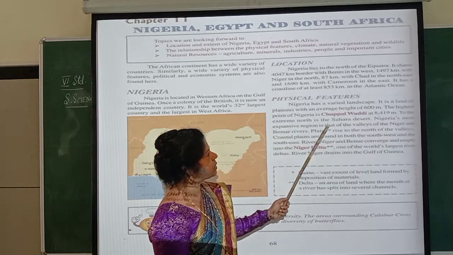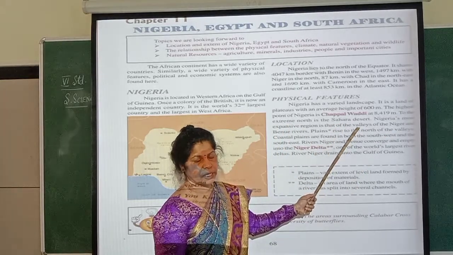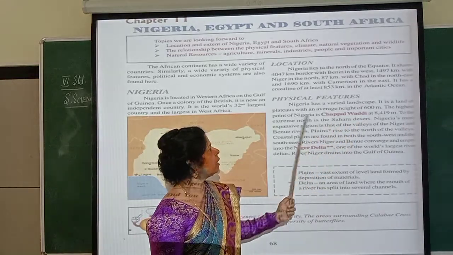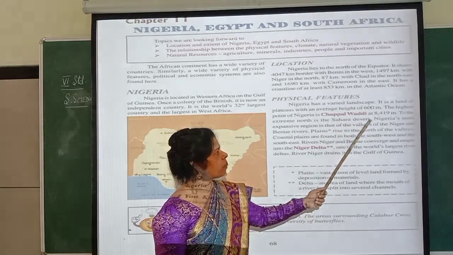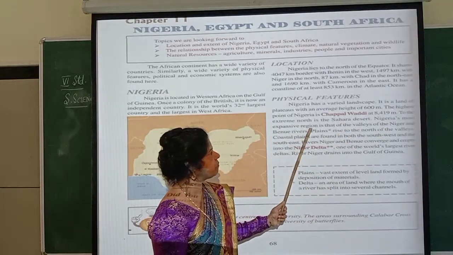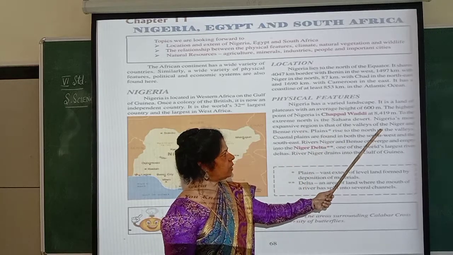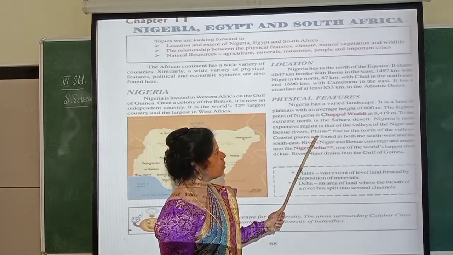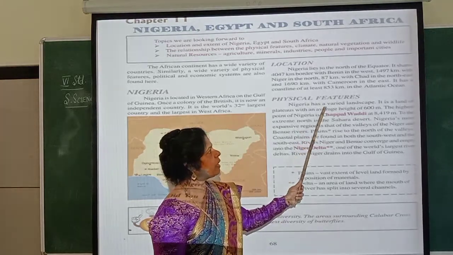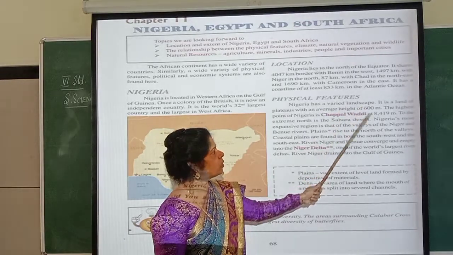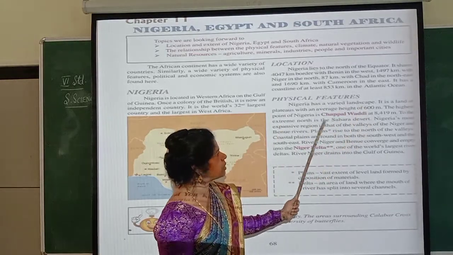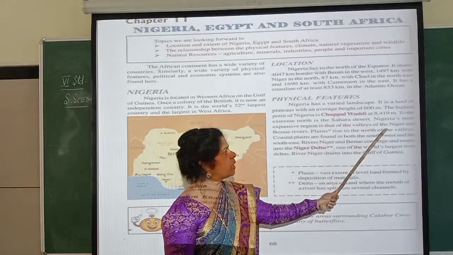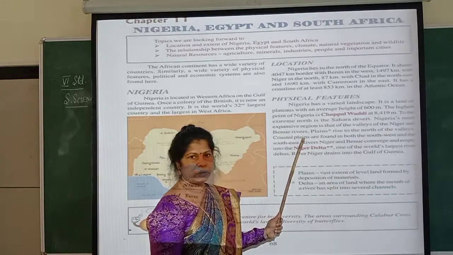To the extreme north is the Sahara Desert. Already you know the Sahara Desert is the largest desert, isn't it? So you can see in the extreme north there is the Sahara Desert. Nigeria's most expansive region is that of the valleys of the Niger and Benue rivers. So it has rivers, plateaus, plains, everything is present. That is why it is called a varied landscape. Understood? To the extreme north is the Sahara Desert. Nigeria's most expansive region is that of the valleys of the Niger and Benue rivers.